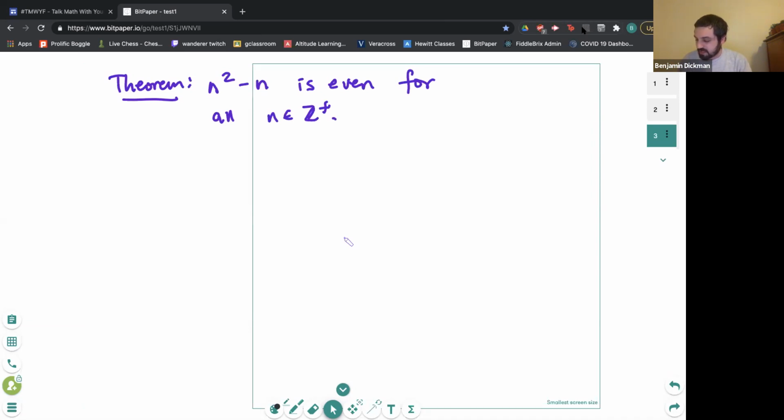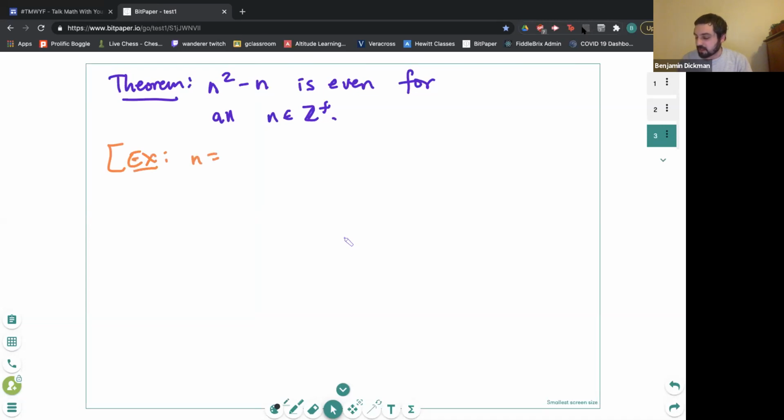And I hear this frequent complaint that there are not enough examples. Let me give you an example. Like if n is the positive integer 45, this would be saying that 45 squared minus 45 is even. And I think this is probably true. Hopefully it is, right? 45 squared is 2025. And if we subtract 45 from that, you get 1980, right?